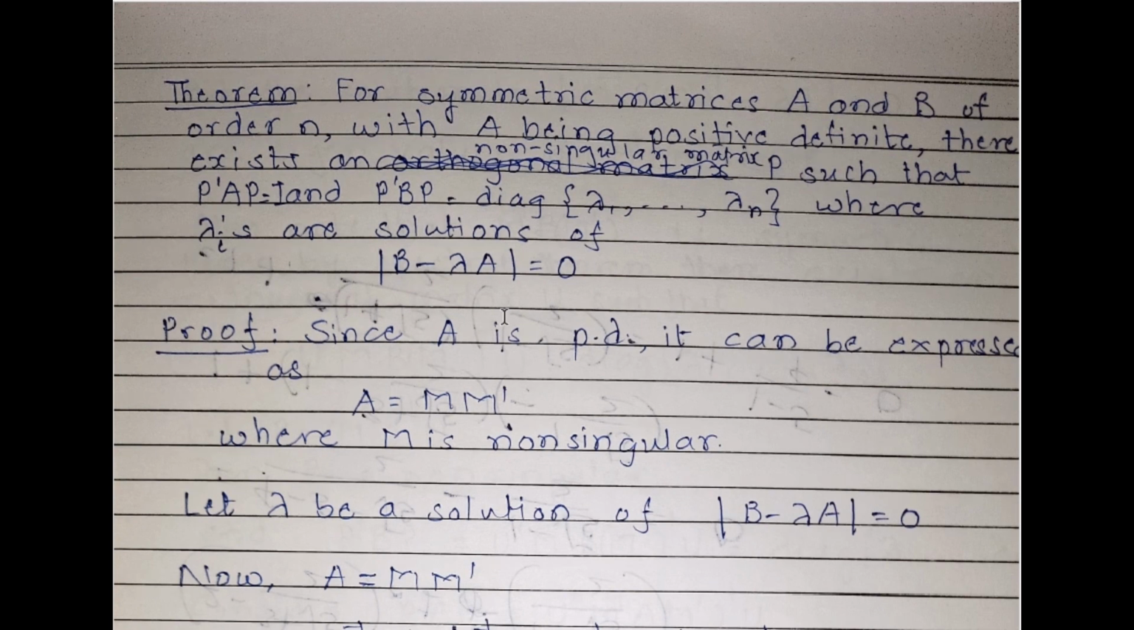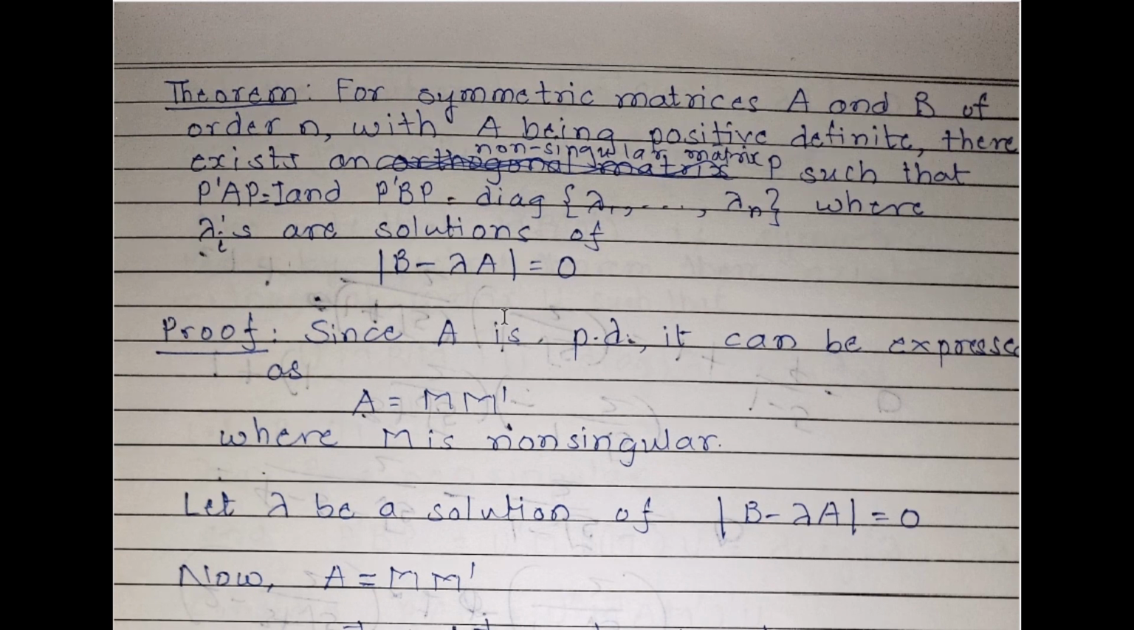So again we are dealing with two symmetric matrices A and B of the same order. In addition, A is a positive definite matrix. Then the result says that there exists a non-singular matrix P such that P prime AP is equal to I. So up to this point we are in the familiar zone. We know that if we have a positive definite matrix, then we can get such a matrix P such that P prime AP is the identity matrix.